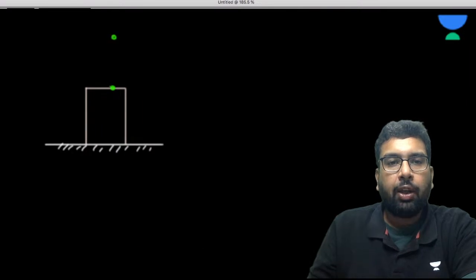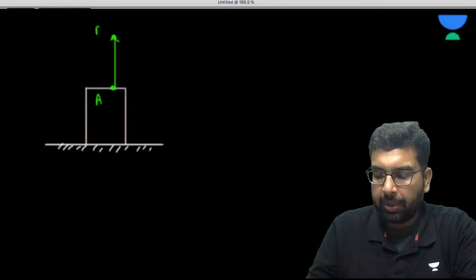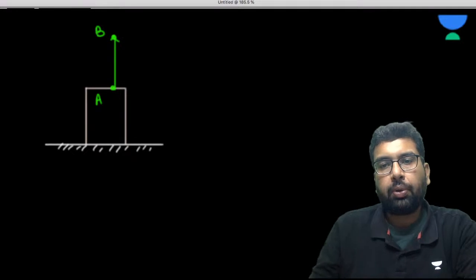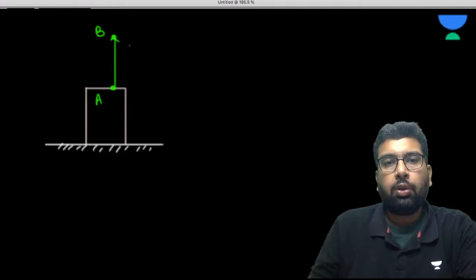Don't worry. So now let's suppose this is A, this is B. So what is the mean position? The mean position is when it comes back from B to A.